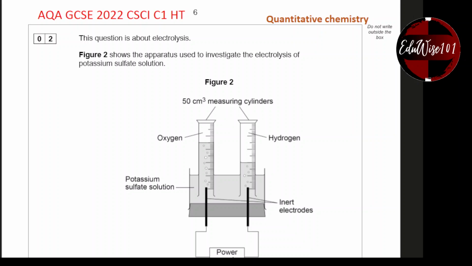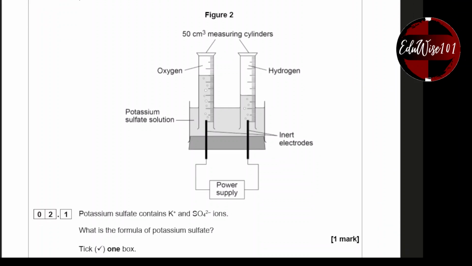In this video, I'm going to go through question number 2 from the AQA Combined Science 2022 Chemistry Paper 1 Higher Tier. This question is about electrolysis. Figure 2 shows the apparatus used to investigate the electrolysis of potassium sulfate solution. So you have 50 centimeter cube measuring cylinders here, and on one side you've got oxygen being collected, on the other side hydrogen being collected.